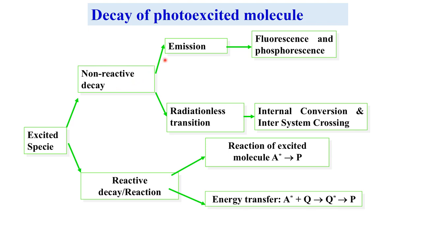It is further divided into two types. The absorbed light can be re-emitted in the form of fluorescence and phosphorescence, or the decay involves radiationless transition, that is internal conversion or intersystem crossing. We will study in our next lecture the Jablonski diagram, which involves the upper half, non-reactive decay.